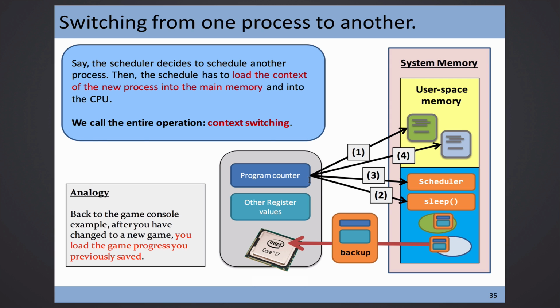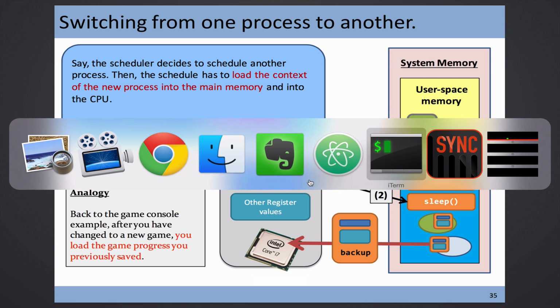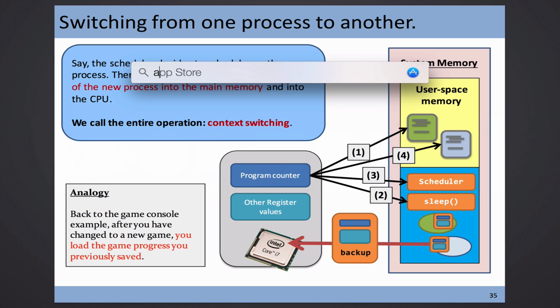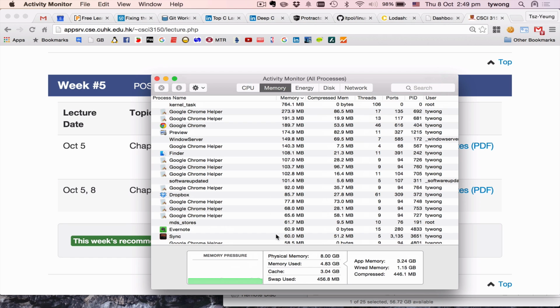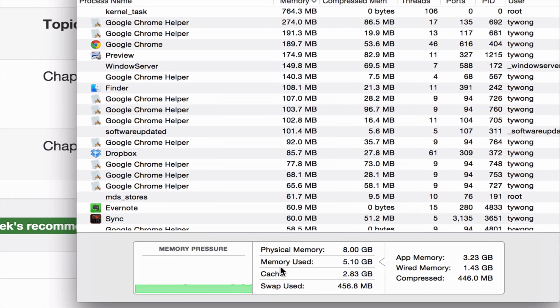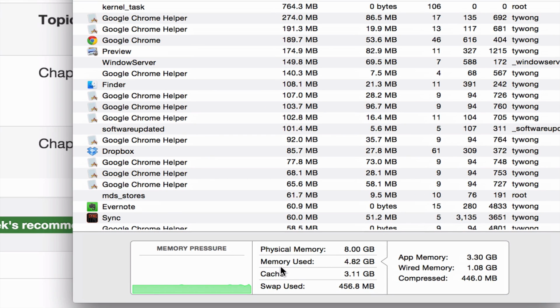I don't know, because yesterday I just rebooted my computer. I don't know whether we can see this. Memory usage? Okay, good. So you can see I have a physical memory of 8 GB. Maybe yours is 16. Then I have this amount used, and minus this is the free space. And what is this? The swap used.